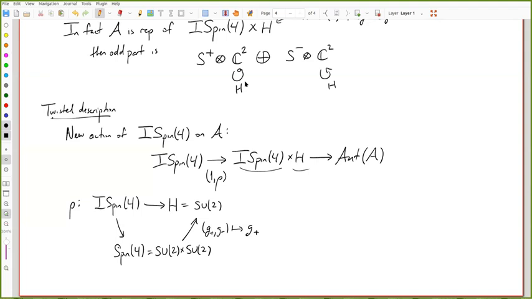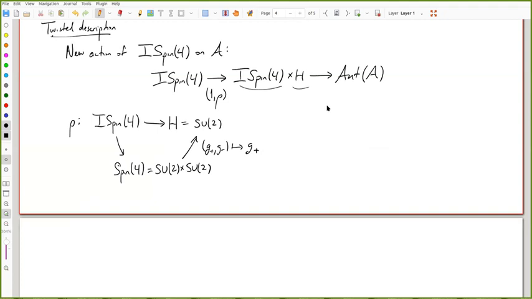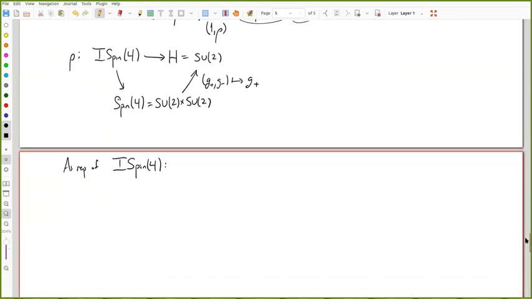So now let's decompose. Let's now write it as a representation of ISpin4. And now this new action, by the way, doesn't commute with H anymore. So it doesn't make sense anymore to ask how it is as a representation of ISpin4 cross H if I use this action of ISpin4. It's in that sense that this description kind of reduces the manifest symmetry. But still, let's work with this description.